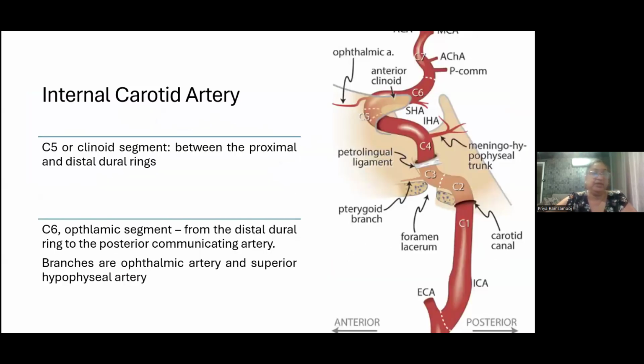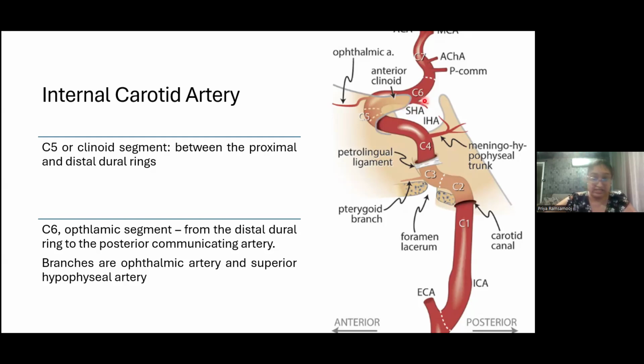C5 and C6. So we've gotten it clear. We've come up from ICA, C1, right? Carotid canal. We've come across to C2. We've exited the foramen lacerum. We've come under the petrolingual ligament. We've gone through our cavernous segment, and we're now at C5, or the clinoid segment. And this lies between the proximal and distal dural rings. So C5 ends at the distal dural ring, which completely encircles the ICA. So in essence, after C5, it becomes completely intradural.